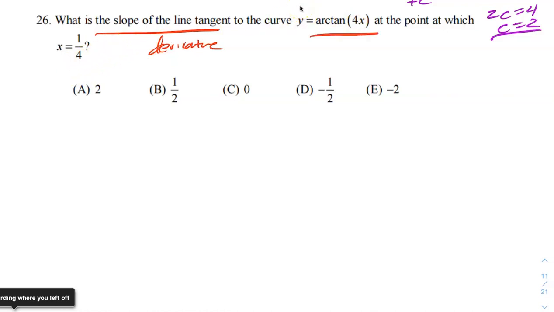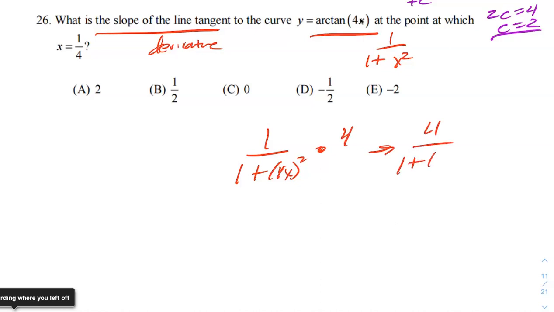The derivative of arctan is 1 over 1 plus x squared. But in this case, there's a 4x inside, so it's actually this. 1 over 1 plus 4x squared times the derivative of the thing you plugged in, so times 4. So I get 4 over 1 plus 16x squared.